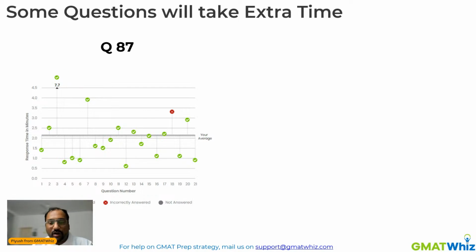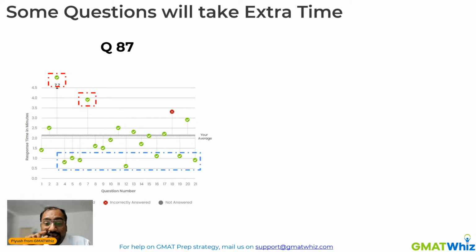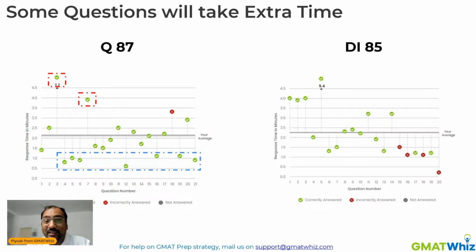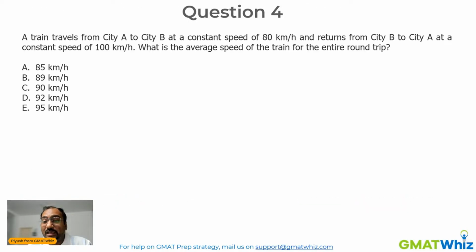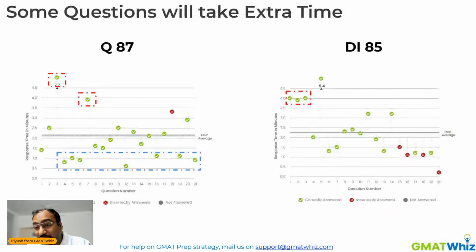If you look at quant, this student has scored a quant 87, but you can see he has taken 7.7 minutes on one question and 4 minutes on another, but he was still able to get to that score because he did a lot of questions under 1.5 minutes. What you need to understand is that some questions in the test, even for the best students, whether in quant or DI, will take you extra time. Here you can see the student has spent 4 or 5 minutes on a few questions, but she still did well because of the lesser time she took on the other questions.